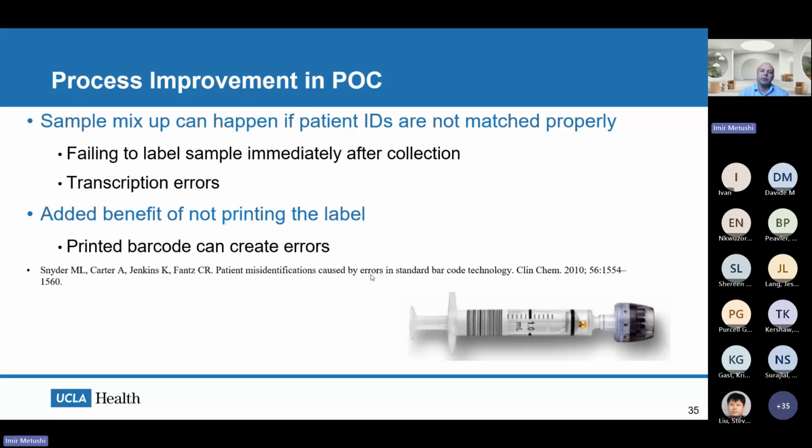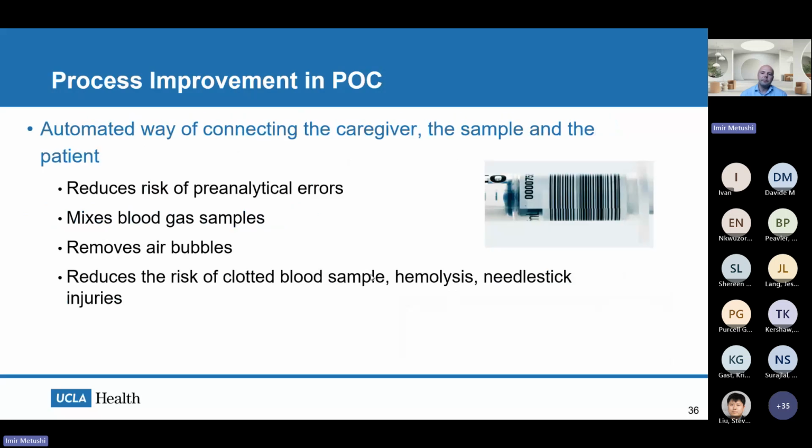So the next best thing to a good barcode is a barcode that's embedded into the specimen type, making it a more automated way of providing that result to the team requesting the result. So there can be some reduction in analytical errors, but also the particular offering here, the syringe, has all the other benefits of a good blood gas syringe, which mixes the blood well, removes air bubbles, and reduces the risk of clotting samples, hemolysis, and needle stick.